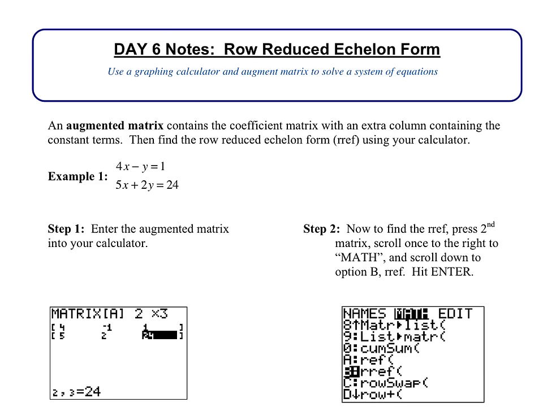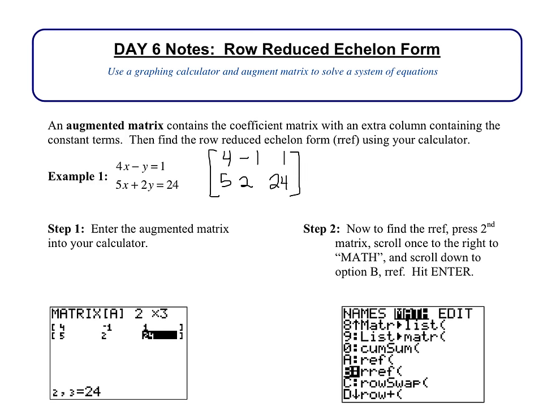4x minus y equals 1 and 5x plus 2y equals 24. So I'm going to write my augmented matrix. Like I said, it is the coefficients. So 4, negative 1, but then that extra column is your constants. And then my second row is going to be 5, 2, 24.